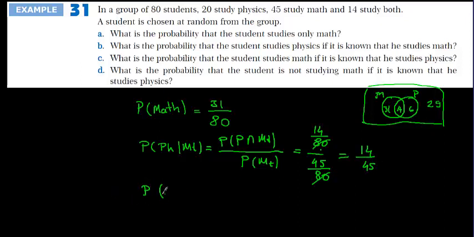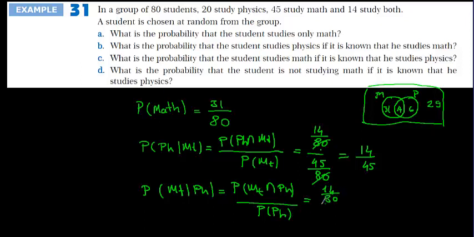Okay, what is the probability of math if the student also studies physics? That's going to be the probability of math intersection physics over the probability of physics. This time that's equal to 14 over 80 over 20 over 80. If we simplify the 80s, it is 14 over 20, which is equal to 7 over 10.